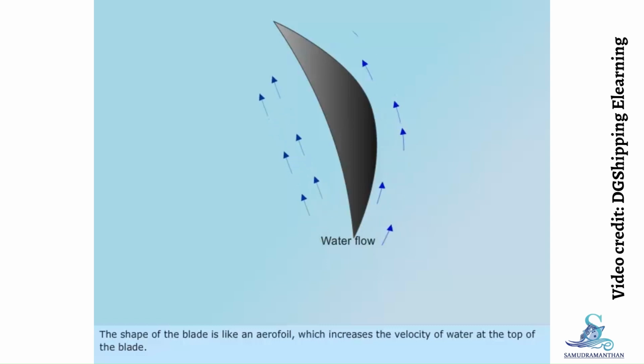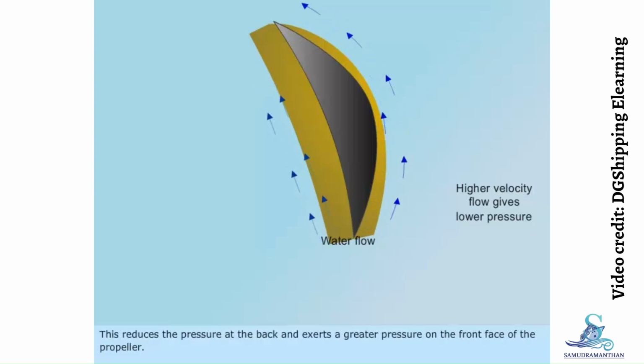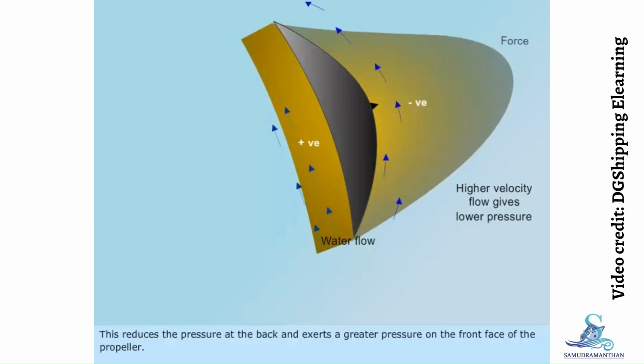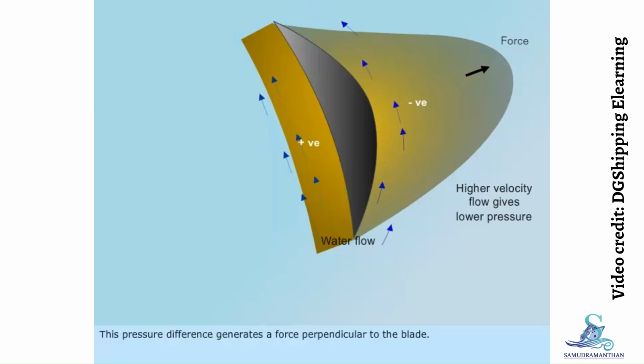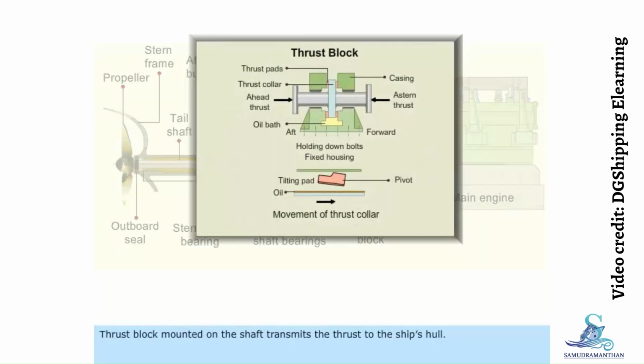The shape of the blade is like an aerofoil, which increases the velocity of water at the top of the blade. This reduces the pressure at the back and exerts a greater pressure on the front face of the propeller. This pressure difference generates a force perpendicular to the blade. The axial component of the force exerts a thrust on the propeller shaft. Thrust block mounted on the shaft transmits the thrust to the ship's hull.